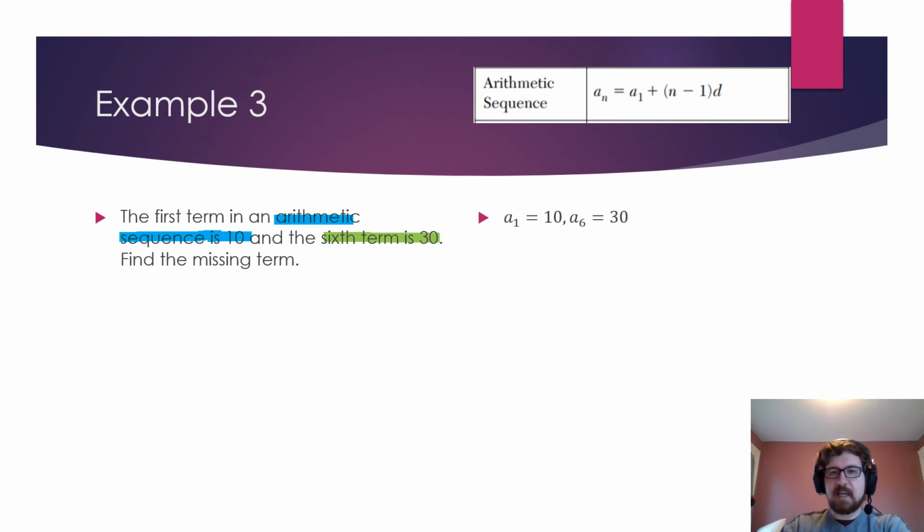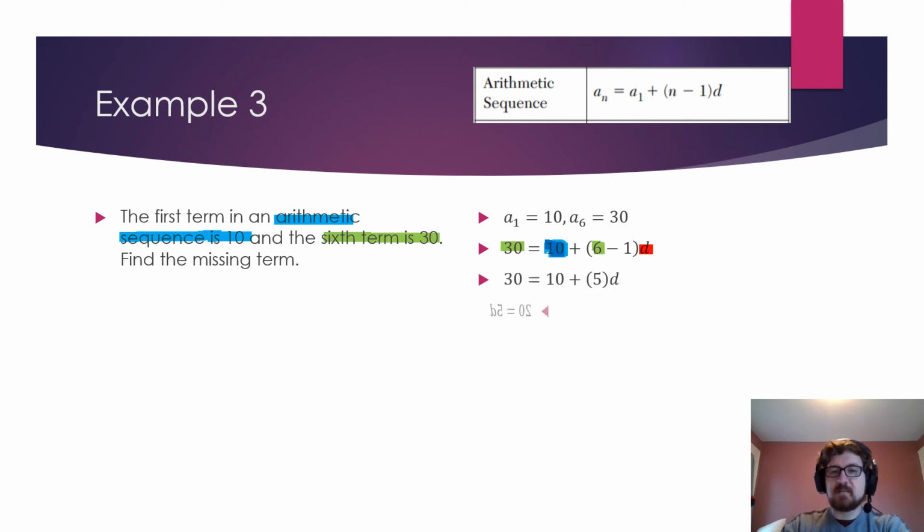That's the information we have. I have a 1, I have a 6. Well, I'm going to plug it into my formula. The 30 is here. This is coming from the fact that it's the 6th term. This is coming from the first term. And then all of a sudden this goes from what's going on to I only have one unknown, the common difference. So let's find out what happens.